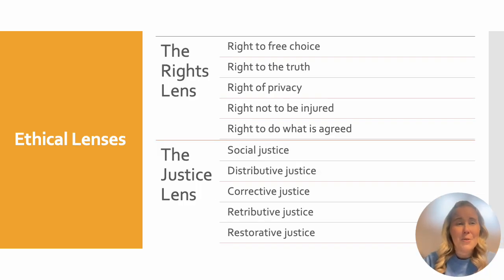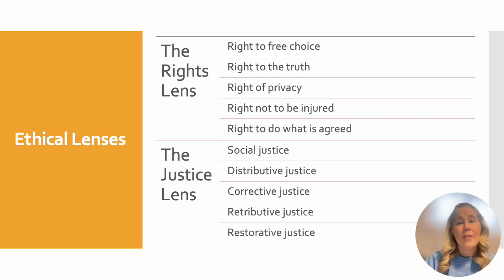And philosophy will show you that there's many different ways to approach ethical decision making. There's many different ethical lenses that we can explore or use to influence our ethical decision making. So first we have the rights lens, which includes the different rights we assume as ethical decision makers: the right to free choice, the right to truth, the right of privacy, the right to not be harmed, and the right to do what is agreed. This says that these are inalienable rights that we have or should have access to as U.S. citizens, and that should influence how we act ethically.